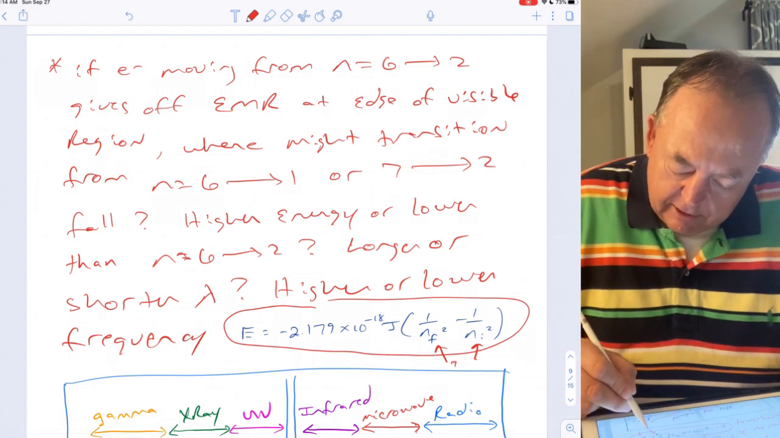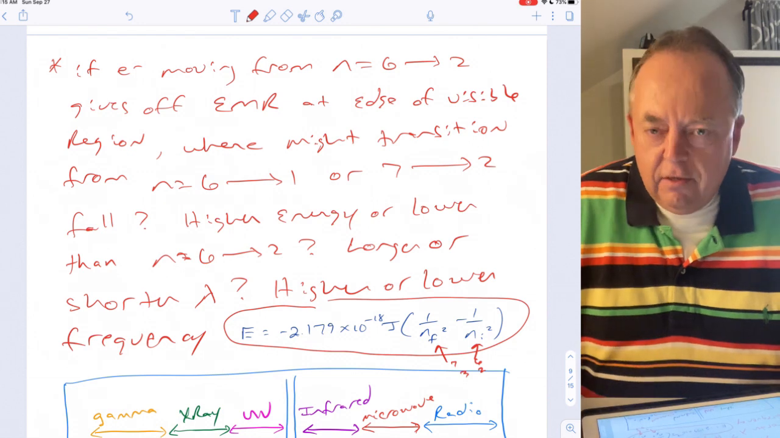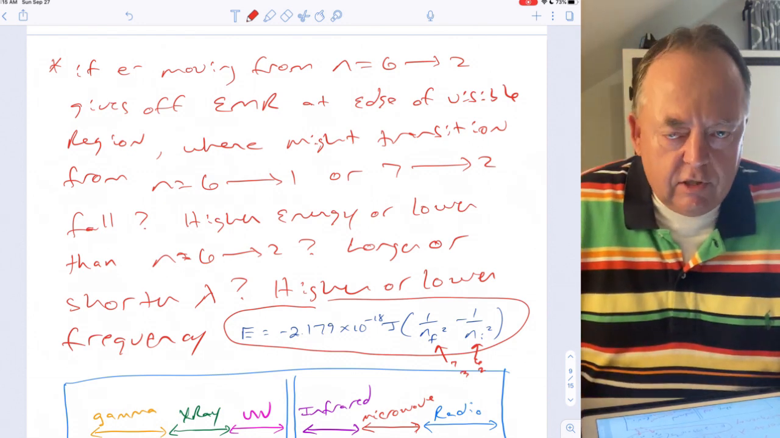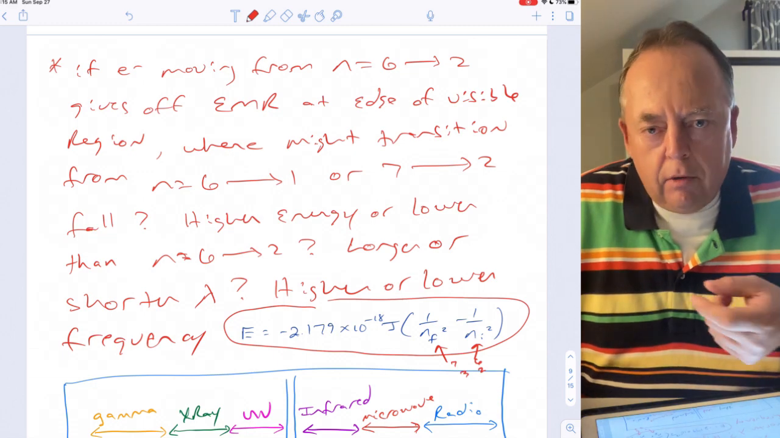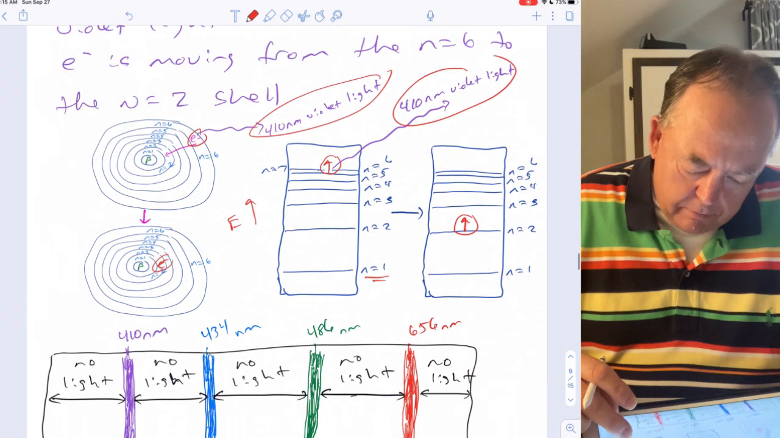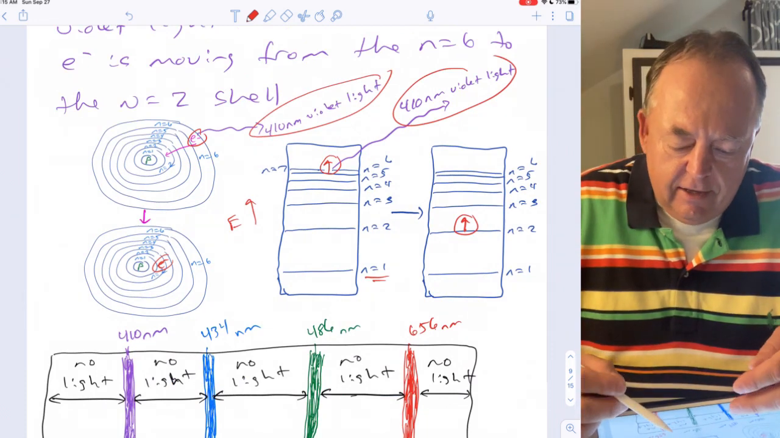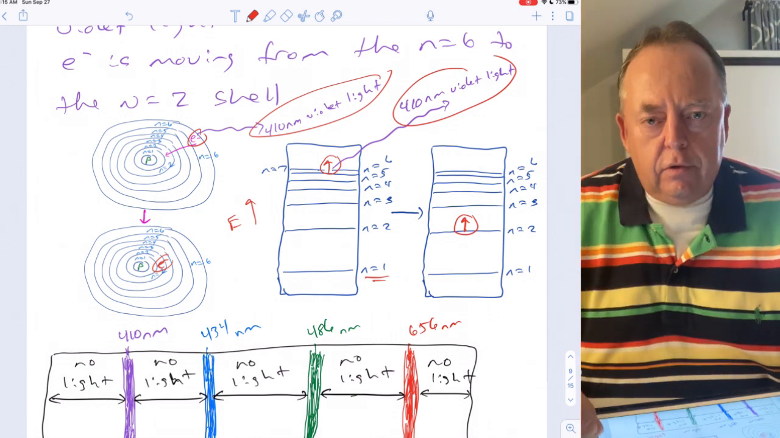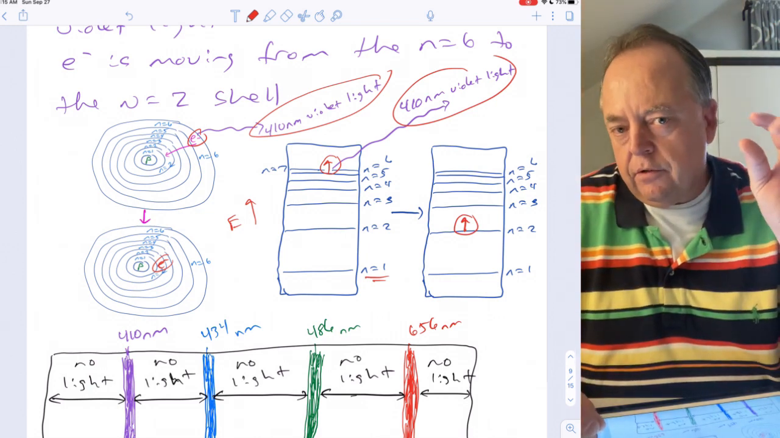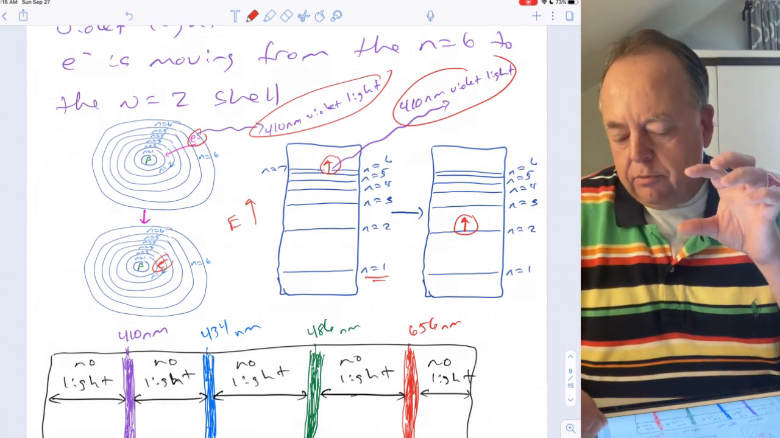So if you plug in 7 here and 6 here, or you plug in 3 here and 2 here, well, 1 over 7 squared minus 1 over 6 squared is a lot smaller than 1 over 3 squared minus 1 over 2 squared, right? So basically, the closer a shell is to the nucleus, the more stable it is. And once the shell is so far from the nucleus, like 6th shell, 7th shell, then the energy gap between those shells is very small. But closer to the nucleus, the energy gap between the shells is much, much larger.